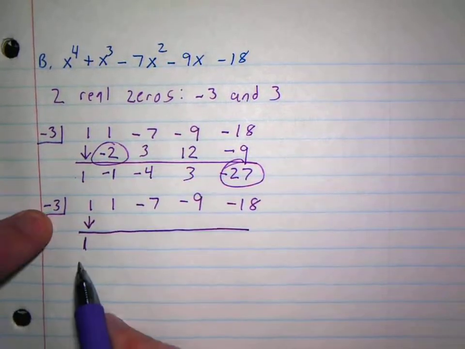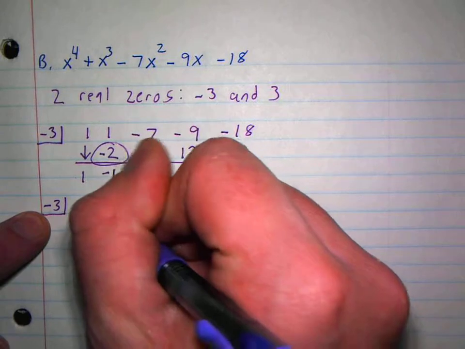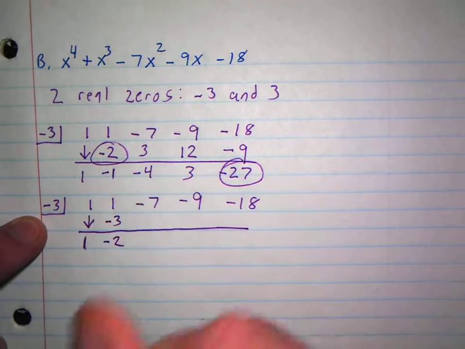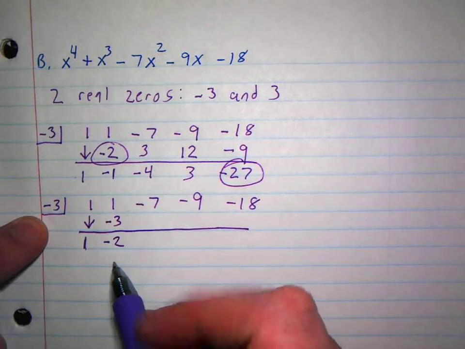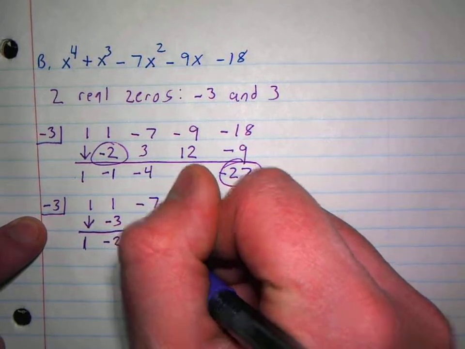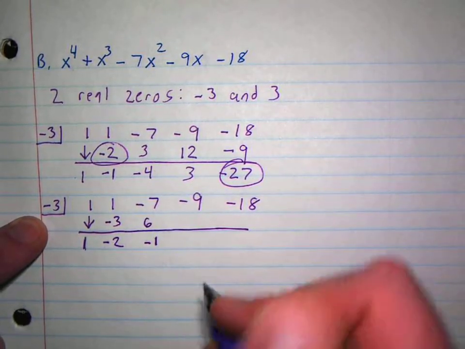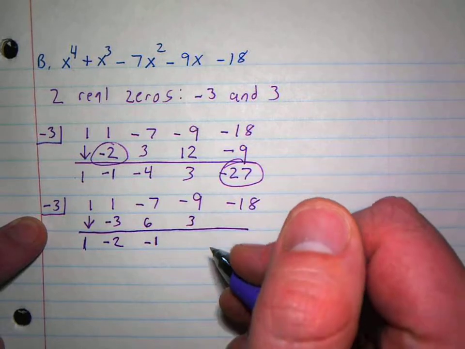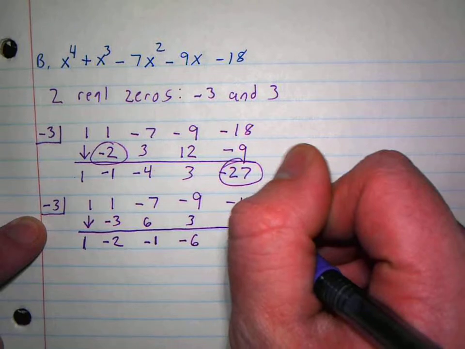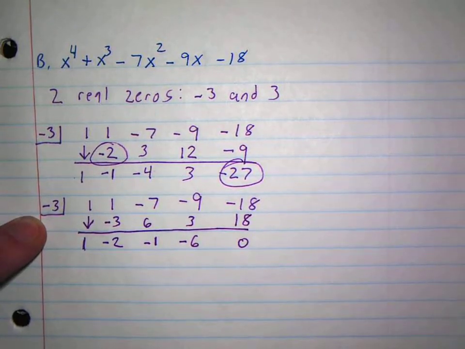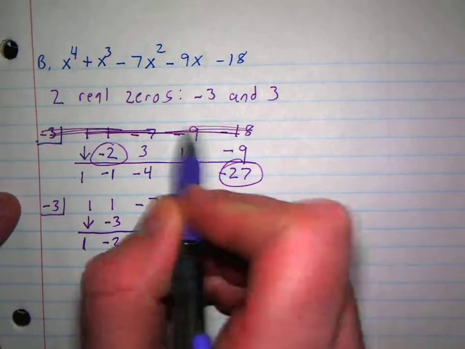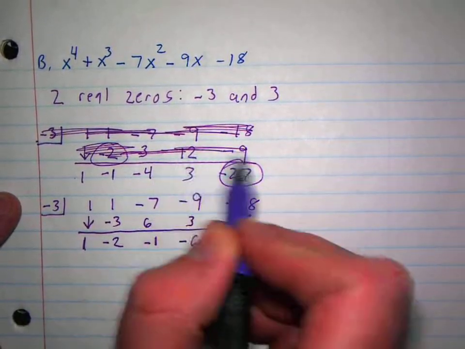Bring down my 1, -3 times 1, -3. That's where I messed up. 1 plus -3, -2. -3 times -2, 6. -7 plus 6, -1. -3 times -1, 3. -9 plus 3, -6. -3 times -6 is 18. And now I get 0. So I know I did it right. I'm very confident. So I can cross this part. Oh, mistakes happen in math. It's okay.